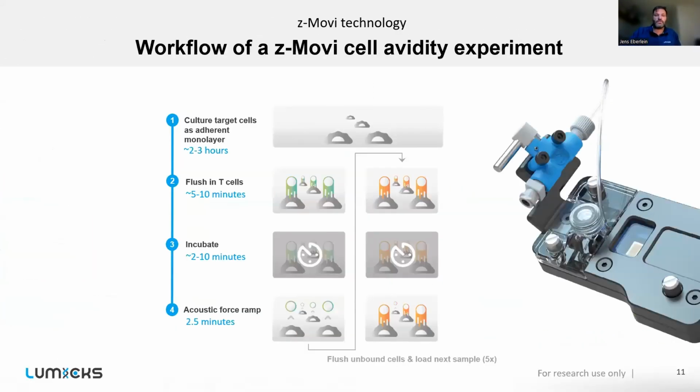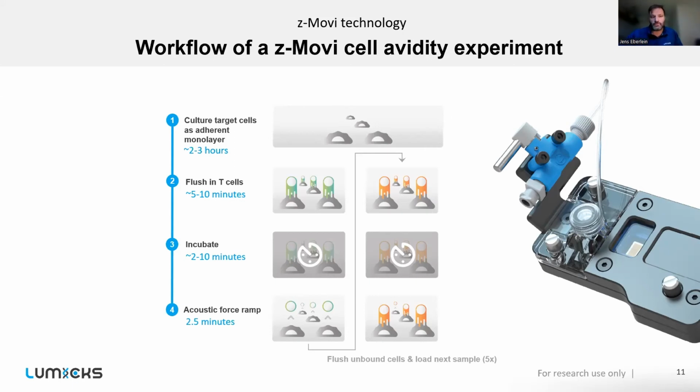So let's take a look at the workflow again. Typically, in the morning, you start at 9 o'clock, seeding your target cells into your chambers and letting them adhere for 2 to 3 hours. You just stick it back into your normal incubator to let them rest. In the meantime, you're simply labeling your effector cells. Then in the afternoon, when you're ready to do your experiments, you load your chip onto the z-Movi and flow on your first T cells, for example. We can also work with NK cells, CAR NKs, cell engagers, TCR transgenics, and so forth. So the system is very flexible.